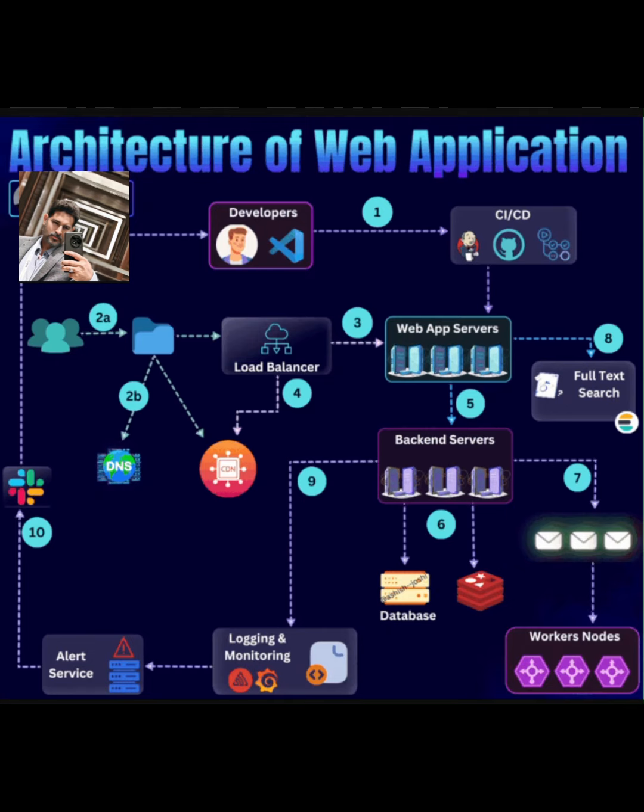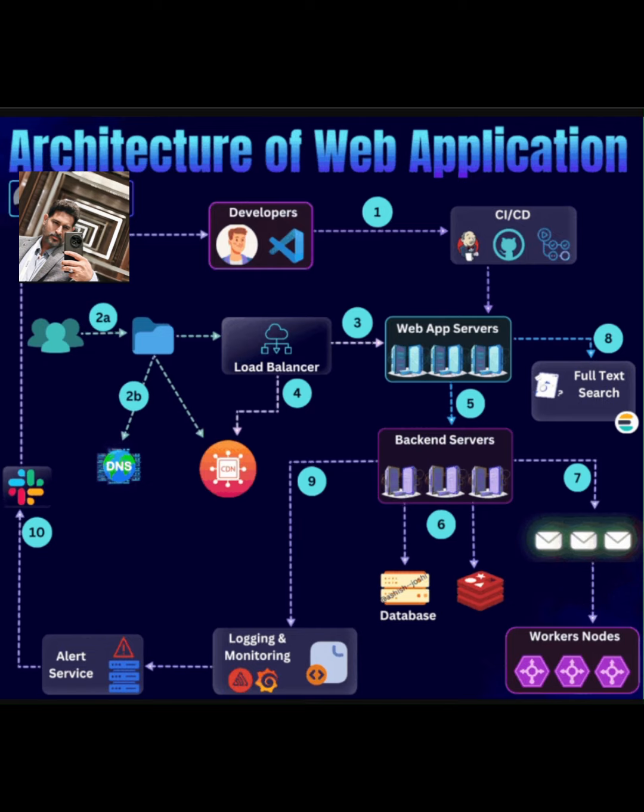The architecture begins with the development workflow. Developers write and manage code using Visual Studio Code, committing changes to a version control system. This triggers the CI/CD pipeline, which automates the build, test, and deployment process. The pipeline ensures continuous integration and delivery, deploying the application to the production environment with minimal manual intervention, following DevOps best practices for rapid and reliable releases.